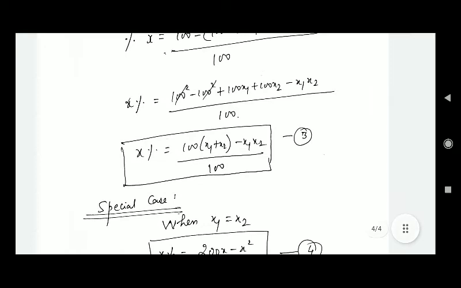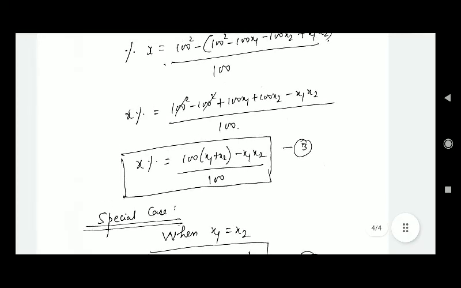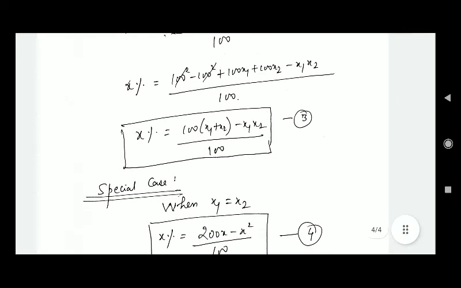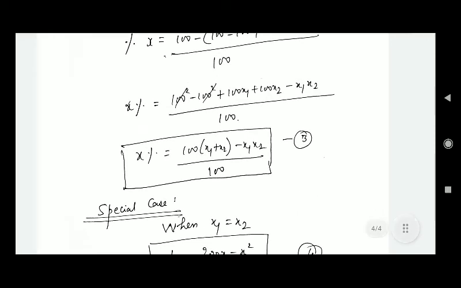If we cross check it with the example that we considered earlier, by substituting x1 to be 20 and x2 to be 25, what we will get in the numerator will be 45 times 100 will give us 4500 and x1 x2 product will give us 500. So 4500 minus 500 will give us 4000. 4000 divided by 100 will give us 40. That's exactly the overall percentage drop that we got in the example that we considered.